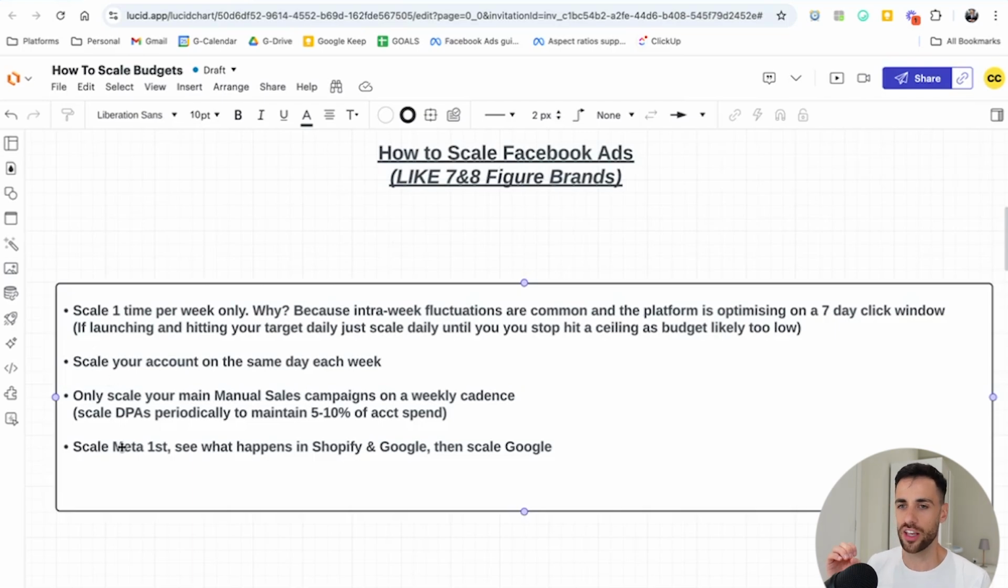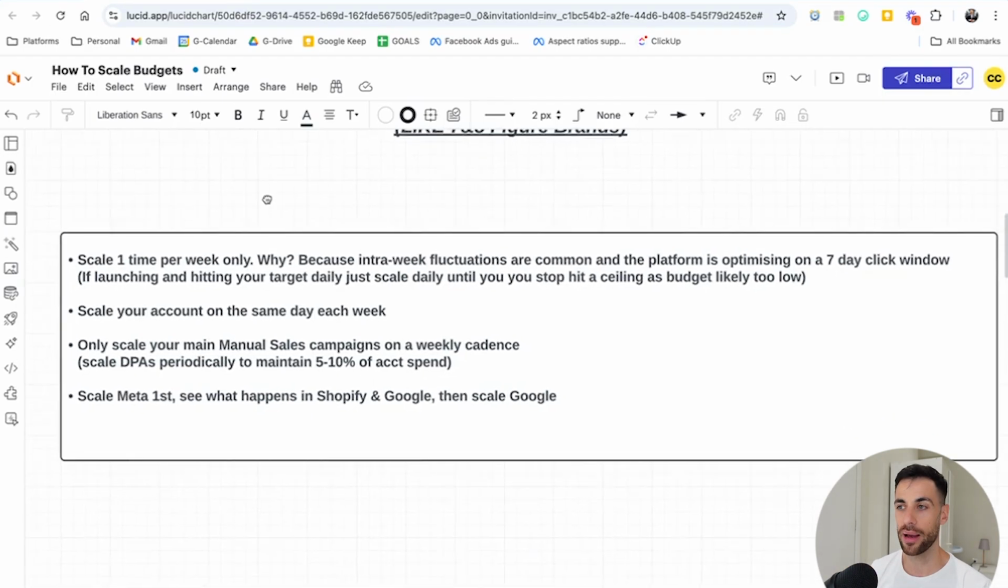So the other thing is you're going to be scaling your account on the same day each week. It doesn't matter what day you scale, but you got to keep it the same each week and have that 7-day window. Stick to your rules. When you're breaking the rules, that's when you'll make mistakes and bad habits. And you're only going to scale your manual sales campaigns on this weekly cadence.